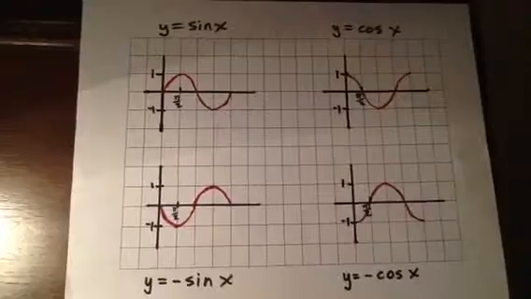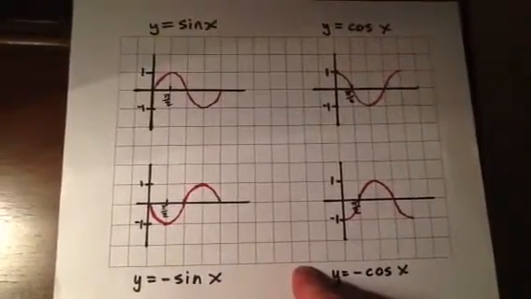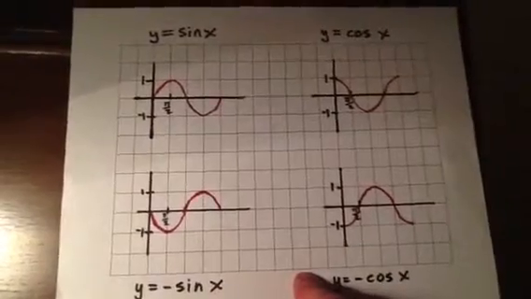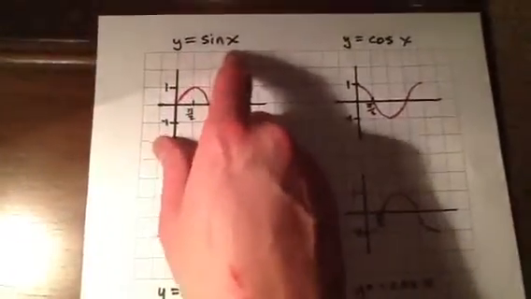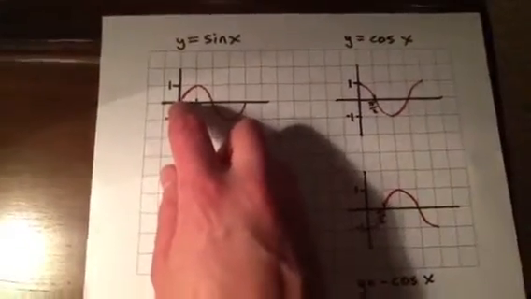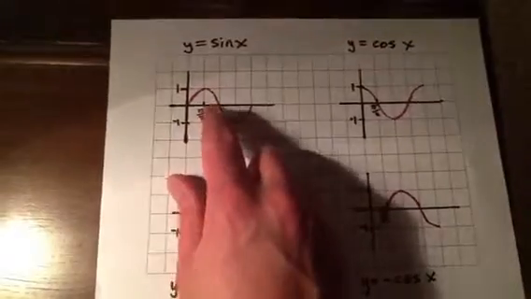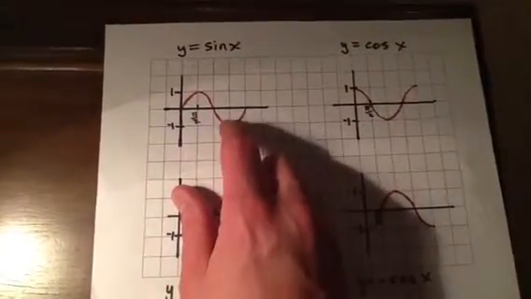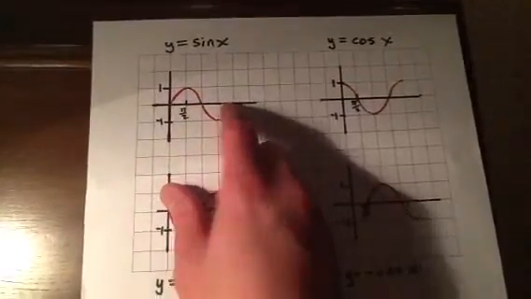Looking at this trusty chart, we can tell that our parent function is y equals sine x because there's a positive coefficient of sine. And so we see that this is going to be our parent function. We're going to start on the axis of symmetry, go up to the maximum, down to the axis of symmetry, down to the minimum, and back up to the axis of symmetry.